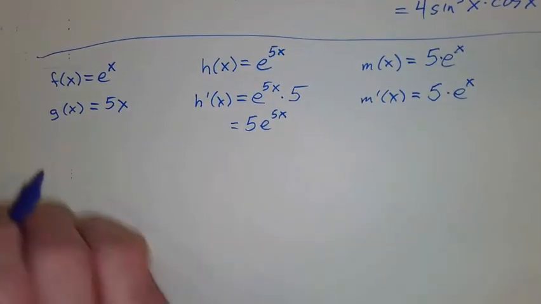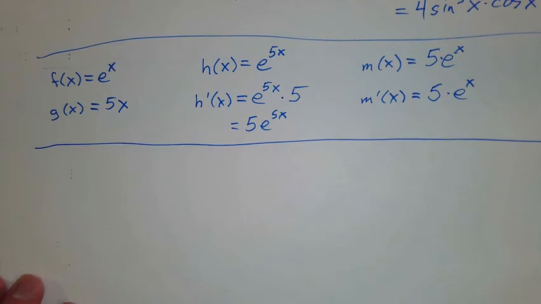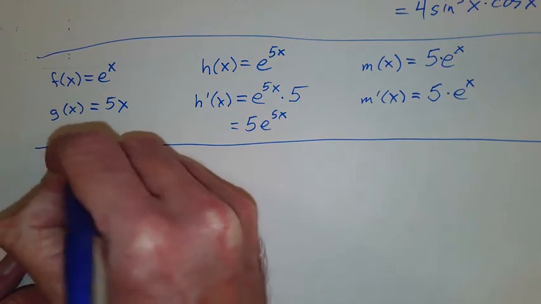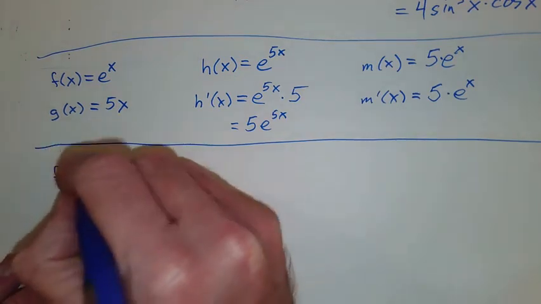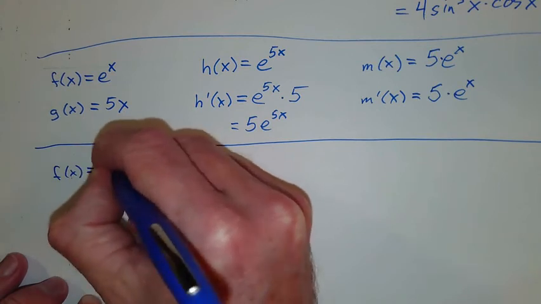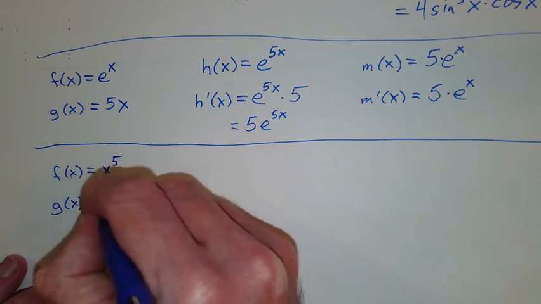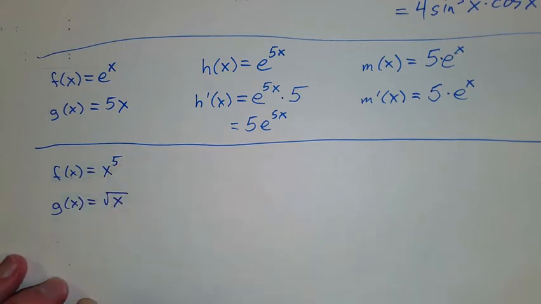And then I think I'll finish with this. You'll have plenty of time to practice this. We will look at these also on Thursday when we are back together in class. But I would like to take a look at, let's do a triple-decker chain rule problem. Let's do f of x is, how about x to the 5th? g of x is the square root of x.